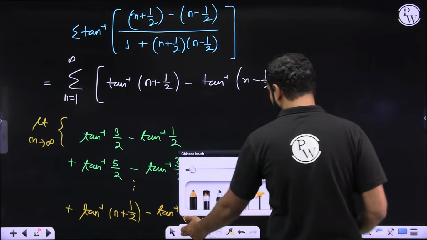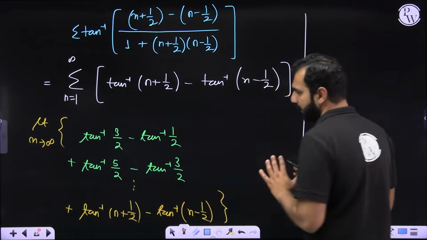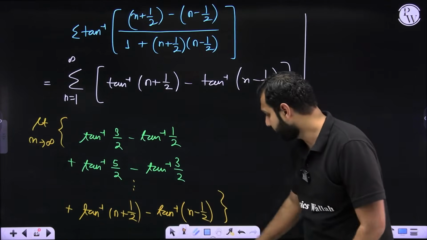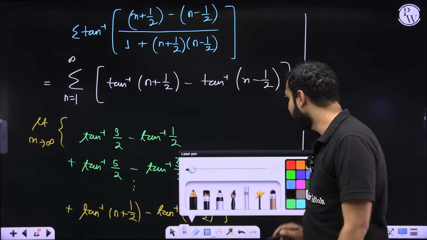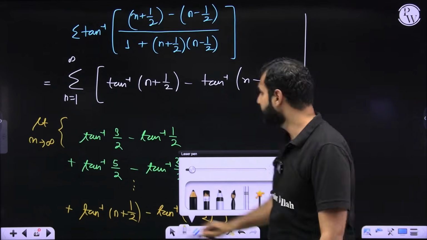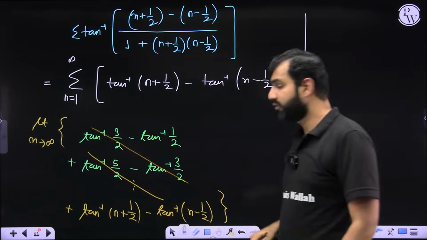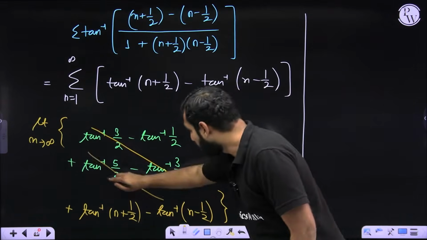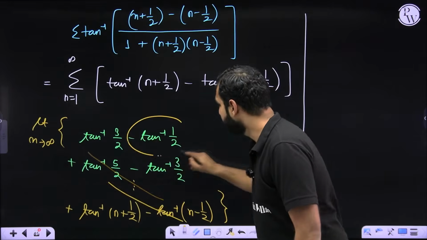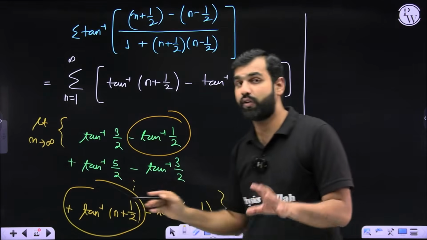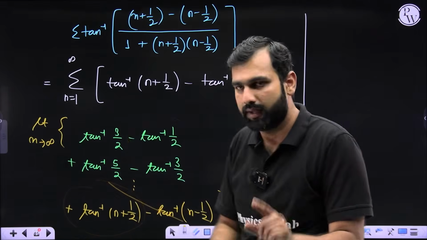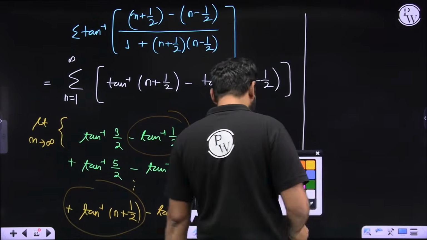Now let me move ahead with my conclusion here. Do you not realize, or are you not seeing that, sir, here this tan inverse 3 by 2 is getting cancelled by tan inverse 3 by 2. Tan inverse 5 by 2 will also get cancelled. So all these terms will get cancelled except for this term and this term. That is exactly what we have discussed as a concept of VN method. Now, if I write these two terms, what do I get?